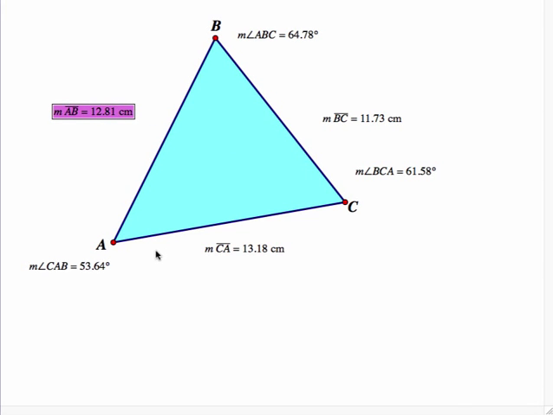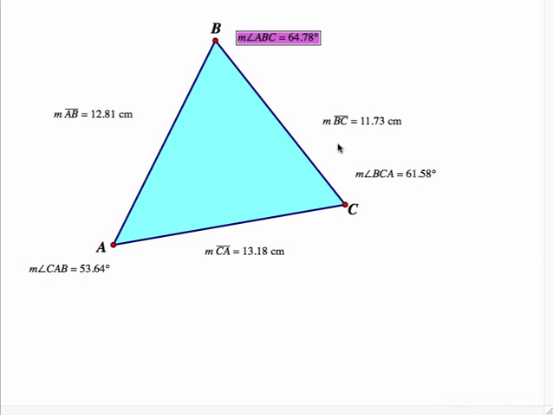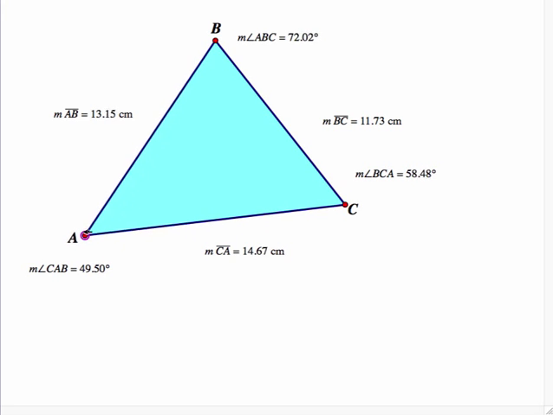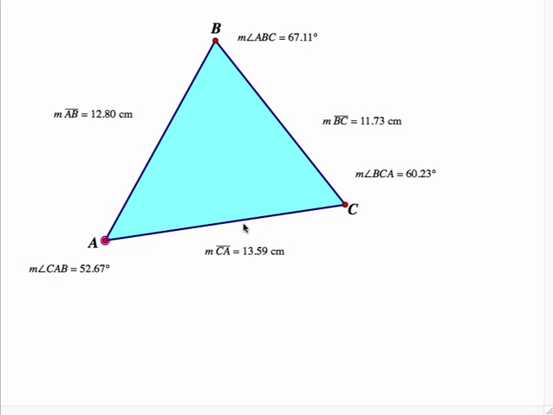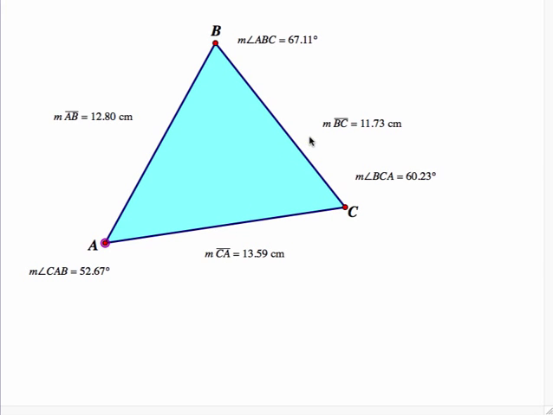So you can see now that I've made it so the angle ABC is 64.78 degrees. That's the largest of my angles. And if I look, side CA is 13.18 centimeters. That is the longest of my sides. So you can see that the largest side, or the longest side, is always opposite the largest angle. The smallest side is always opposite the smallest angle, and the middle side is always opposite the middle angle.